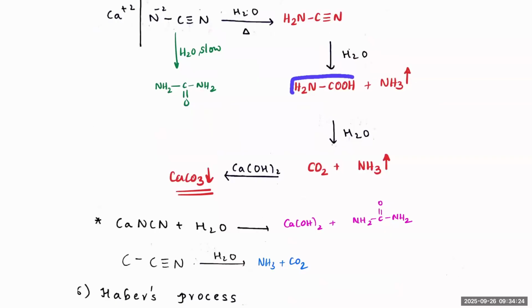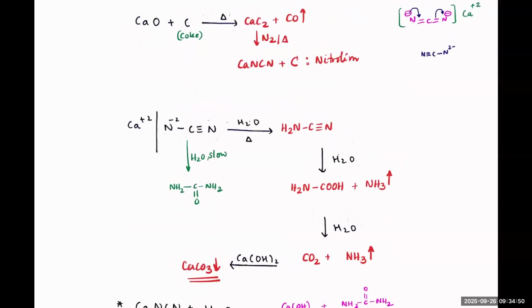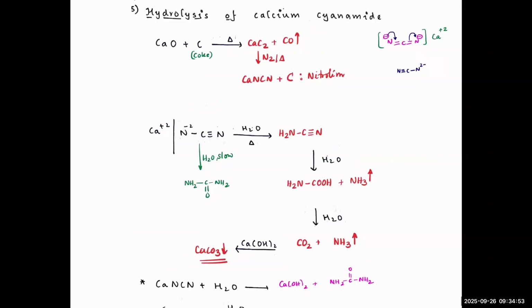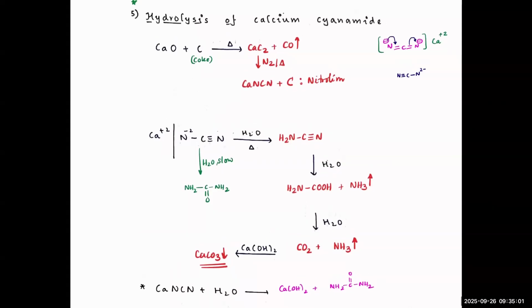In fact, if you hydrolyze this further, this is a carboxylic acid, this is an amine. So the amino carboxylic acid, if you hydrolyze further, will convert into carbon dioxide and ammonia. And eventually this can be reacted with calcium hydroxide to convert that into calcium carbonate. So nothing goes to waste. So this is an important concept of preparing ammonia and at the same time preparing calcium carbonate. Clear?